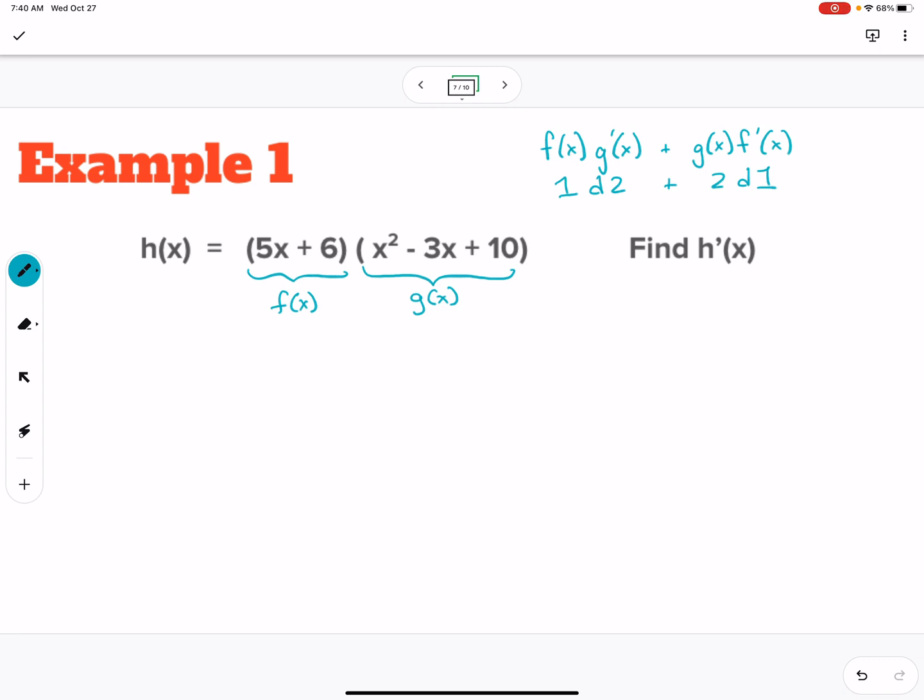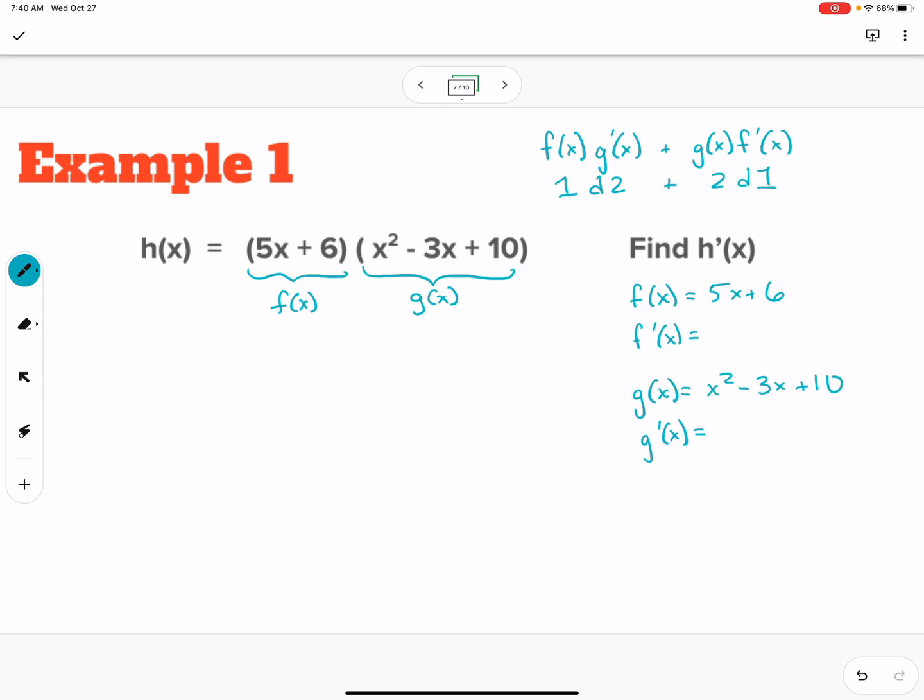All right, so what I'm going to do is make myself a little bit of a key here. I'm going to write out my f of x, my g of x, and then I'm going to take the time to find both of those derivatives separately over here. We'll get to a point where probably we don't have to do this, but for now it's a safe bet just to make sure we're organizing our thoughts. So we already determined that our f of x is 5x plus 6, and our g of x is x squared minus 3x plus 10.